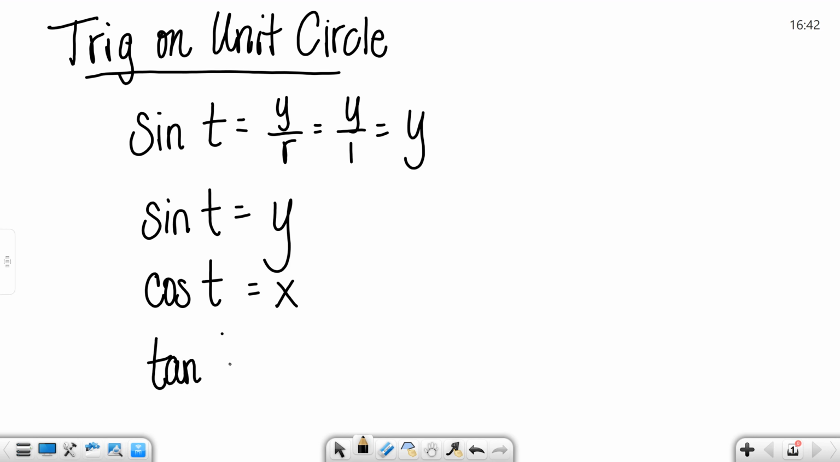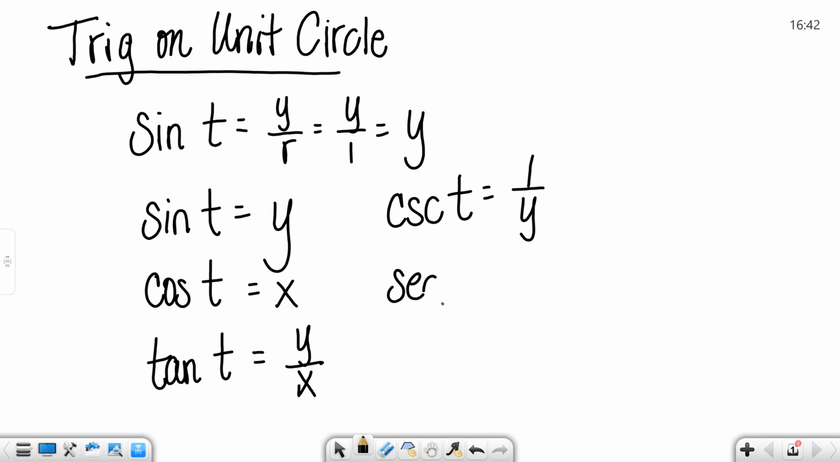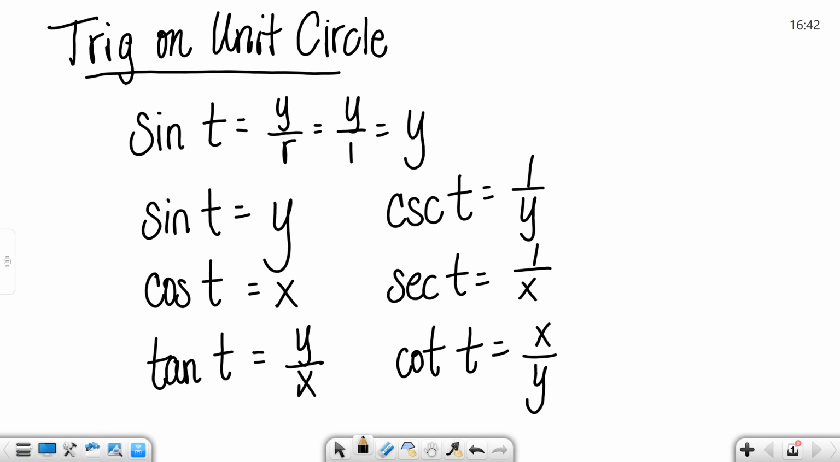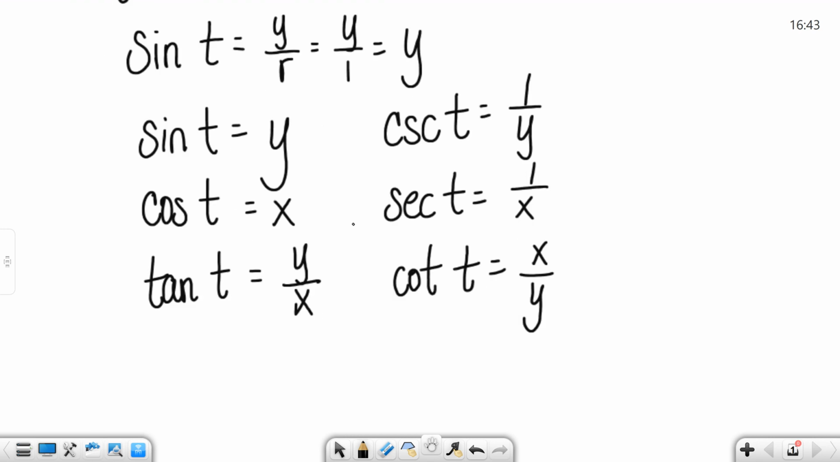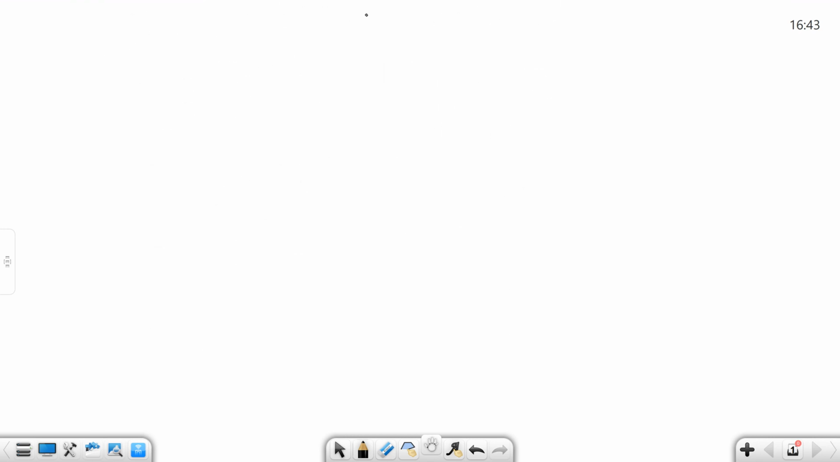The tangent of t, remember t is just theta in radians, the central angle, is y over x. That hasn't changed. The cosecant of t is 1 over y. The secant of t, 1 over x. And the cotangent of t is x over y. These really are not different from what we did in section 3, except we know now that the r value is 1. So we're just putting 1 everywhere we used to have an r value. I don't want you to feel like it's something entirely different. It's not.